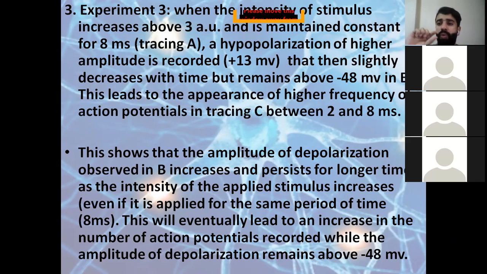In tracing A, we have hyperpolarization, but this hyperpolarization is higher than those obtained in experiment 1 and experiment 2, where in experiment 1 the intensity of the stimulus was 1.5 AU, while in experiment 2 it was 2 AU. So in experiment 3 it was 3 AU. So hyperpolarization of higher amplitude than that in experiments A and B. Here it slightly decreased with time, but it remains above minus 48 millivolts in B. So this leads to the appearance of a high frequency of action potentials.